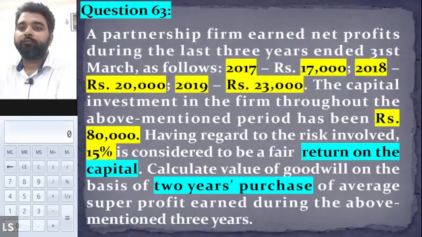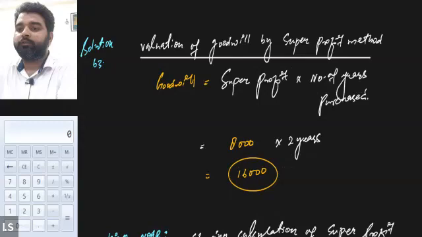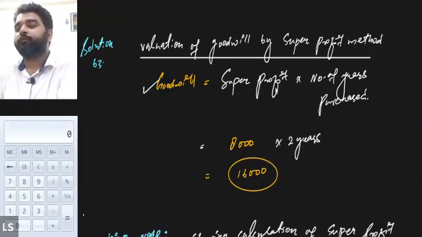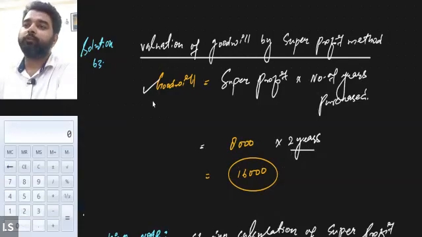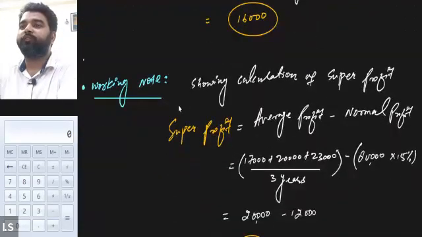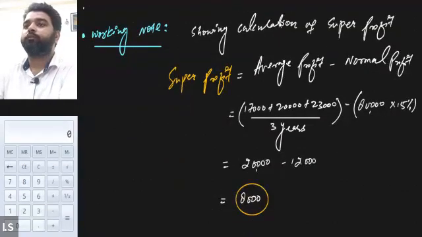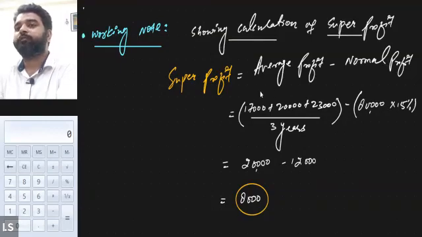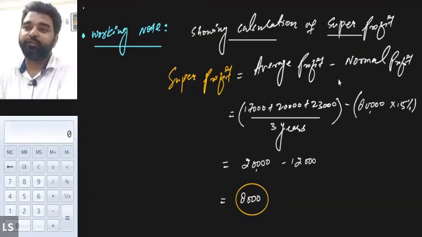See, let me show the calculation. As usual, we will start with the statement, valuation of goodwill by super profit method, and then we have applied the formula of the goodwill by super profit method: super profit into number of year purchases. Number of year purchases given in the question is 2 years, but for finding out the super profit, we will have to make an extra working note. So in this working note, we have shown the calculation of the super profit, and this is how it will be done. Super profit equals average profit minus the normal profit of the industry.